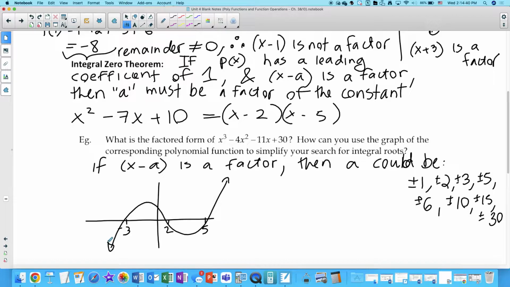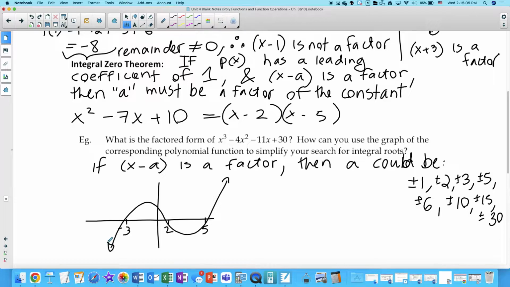Okay? Now, let me ask you this. Let's say we have a cubic function. How many possible factors could we have? 3. Yes. So a quadratic function has a potential of 2 possible factors. A cubic function has a potential of 3. A quartic function has a potential of 4. That doesn't always mean that there are 3 factors.